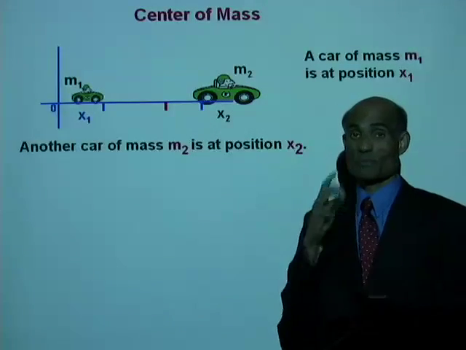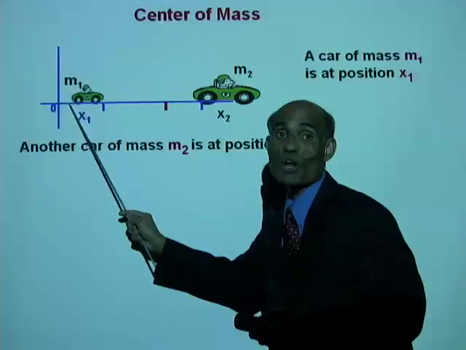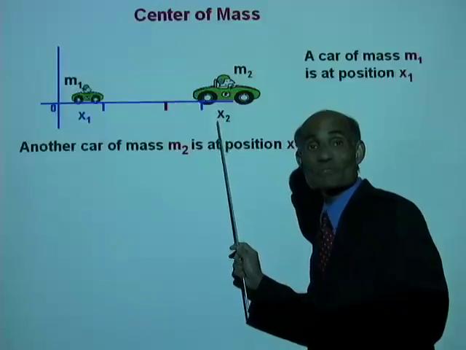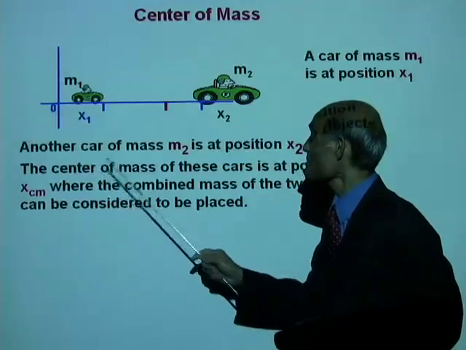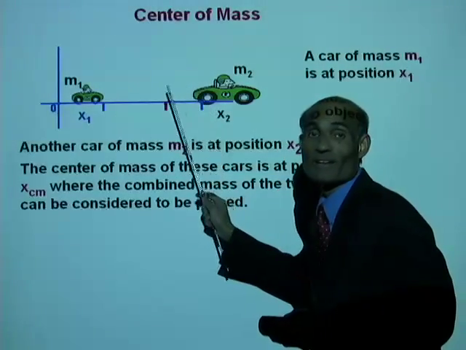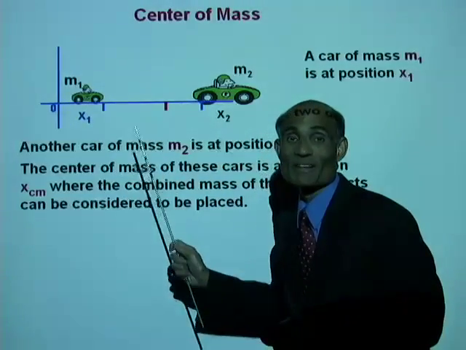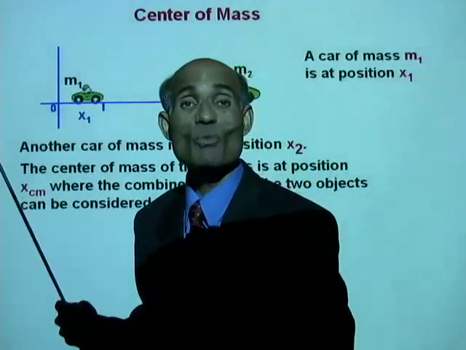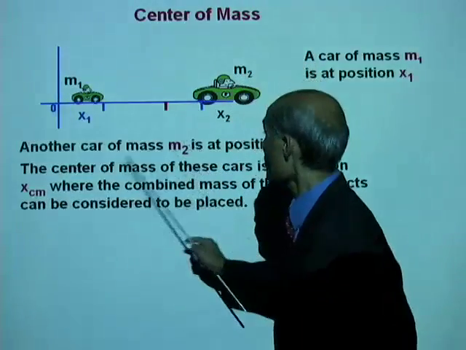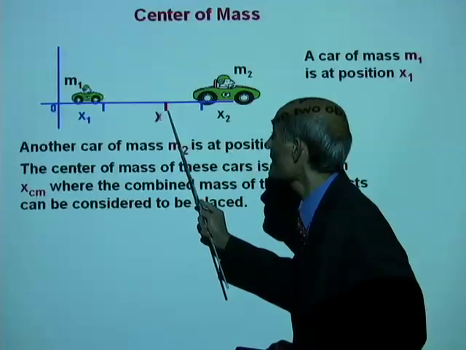We have two objects. An object of mass m1 placed at x equal to x1 on the x-axis. An object of mass m2 placed at x equal to x2 on the x-axis. The center of mass of these cars will be somewhere in between. It will be closer to the bigger car than to the smaller car. In other words, center of mass is a point where the two masses can be assumed to be concentrated. So the center of mass of these two cars is at x center of mass, somewhere here.